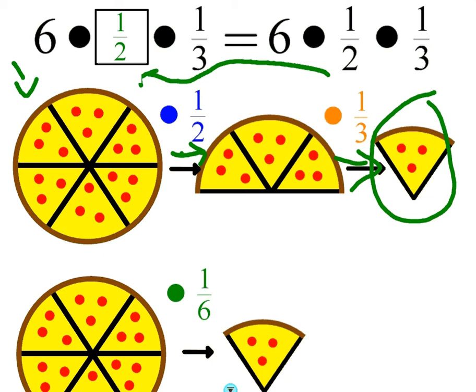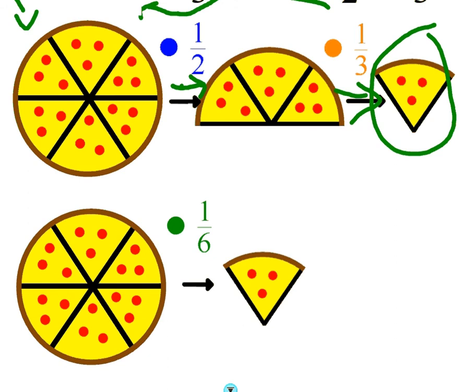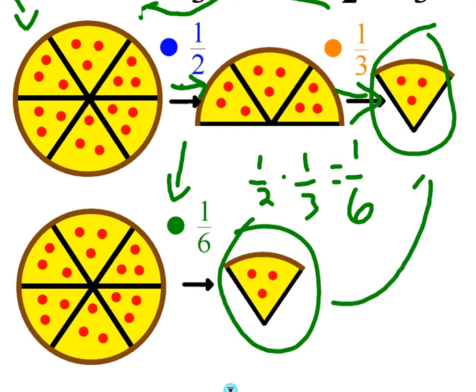Let's imagine you do it a different way. Instead of cutting by a half and then a third, imagine if you just understood what 1/2 times 1/3 was first. What is 1/2 times 1/3? Well, that's actually 1/6. So imagine instead of multiplying by a half and then a third, imagine if you went ahead and just multiplied by 1/6. You would also end up with a sixth of the pizza. So no matter which order you do that in, you end up with a sixth of the pizza.